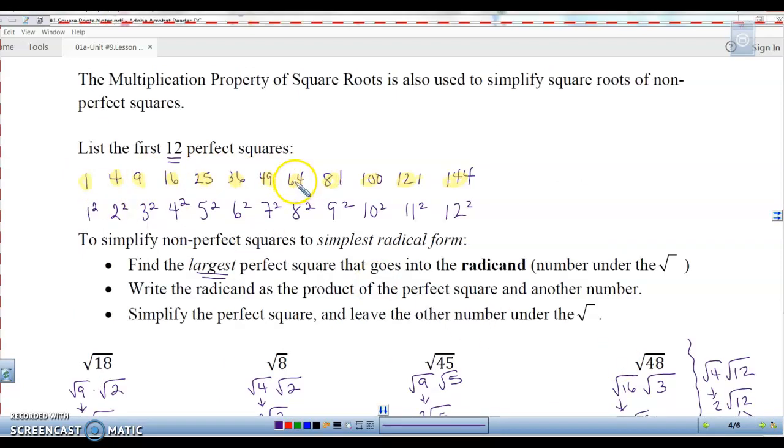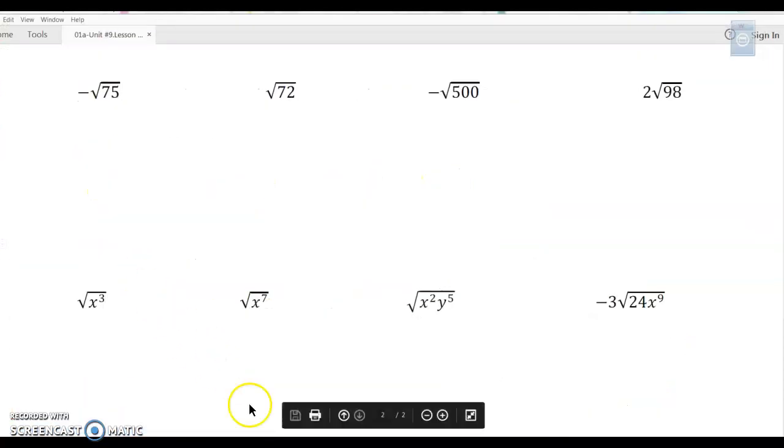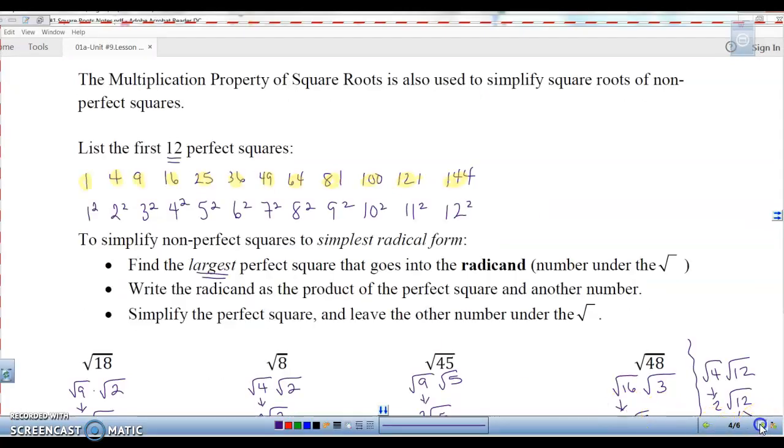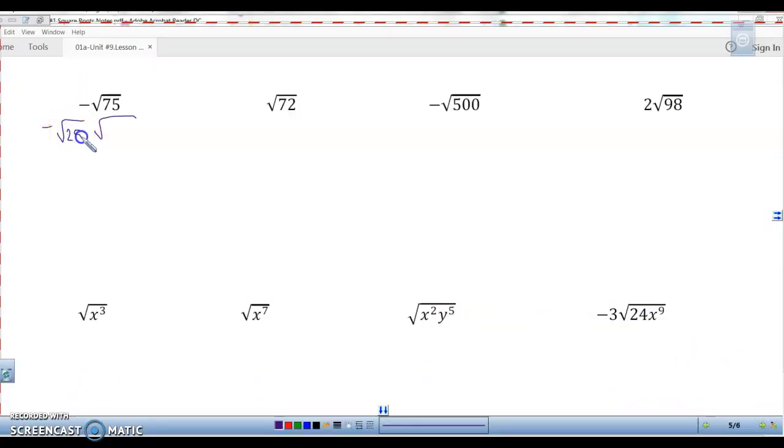Does 64 go into 75? No. 49, 36. How about 25? 25 does. So this would work out to be 25 times 3 is 75. All right, what's the square root of 25? It's 5. Now, since this is negative out here, we just make the answer negative when we're done. So that's going to be negative 5 times the square root of 3.